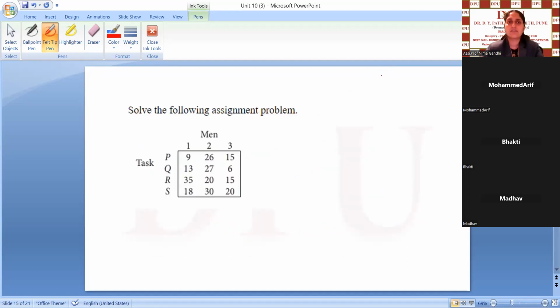So let's say this is our problem. Solve the following assignment problem. Before starting with the problem, you need to check whether your number of tasks is equal to the number of workers available or not. So the number of rows must match the number of columns. Here there are 4 rows and 3 columns, so we have to add one dummy column, right? So let's add one dummy column. I'm adding the dummy column here directly. So let's say we have worker 4.